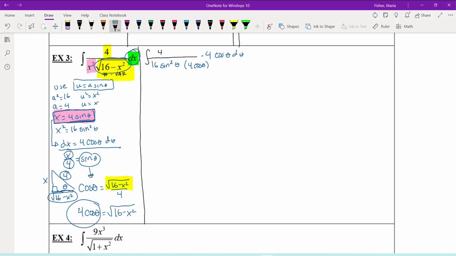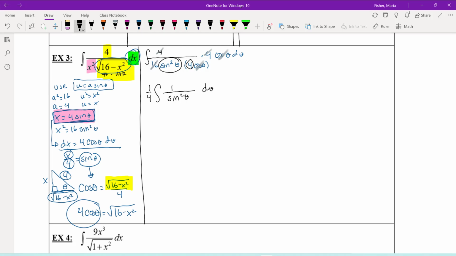Notice that I have a cosine of theta in the denominator and a cosine of theta in the numerator. I'm going to get rid of those. Then I have 4 times 4, which is 16 in the numerator, and that 16 in the denominator cancels. What am I left with? I still have this 4, so I'm going to keep that 4 and factor it out of my integral, and it stays in the denominator. The numerator doesn't have anything left, so I'll have a 1 there. I still have sine squared in the denominator, and then d theta. So I need to integrate 1 over 4 times the integral of 1 divided by sine squared theta d theta.